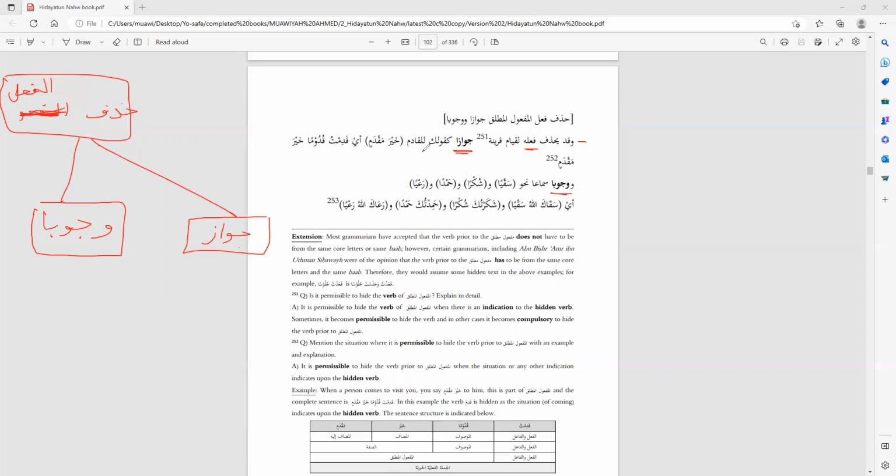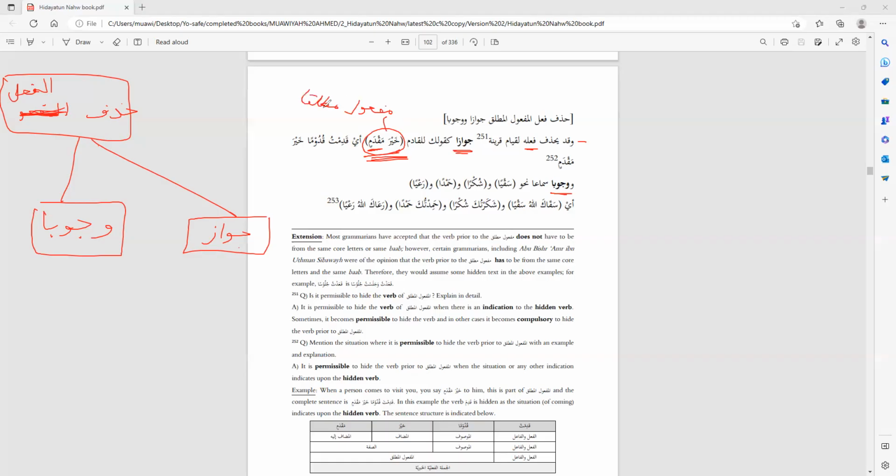كَقَوْلِكَ لِلْقَادِمِ, for example, you say to someone who comes. Imagine someone comes to your house or someone comes and meets you. So you say to them, خَيْرَ مَقْدَمٍ. It's basically a loose translation. Qudum, maqdam, means coming. Khayra means good, so the literal translation is good coming. I would just loosely say welcome. Now khayra maqdamin, this full thing is the maf'ul mutlaq.